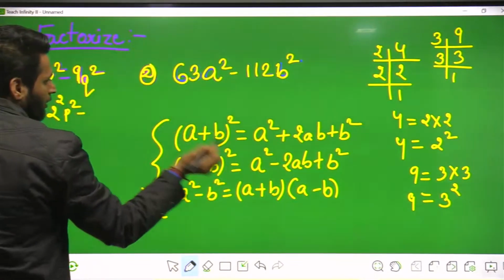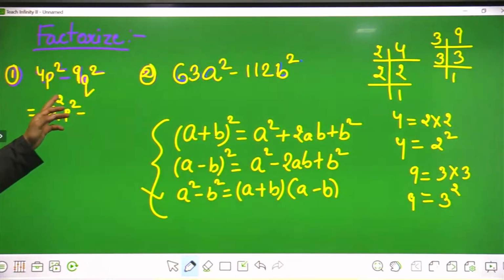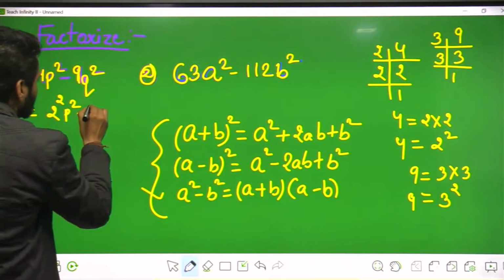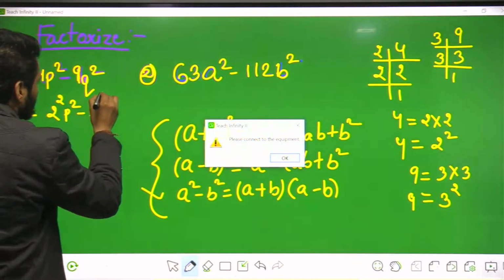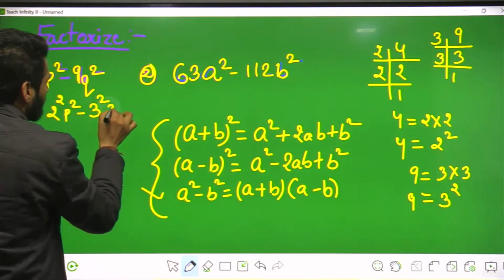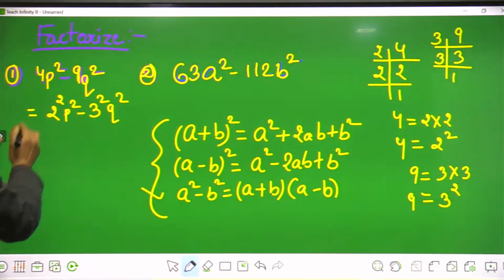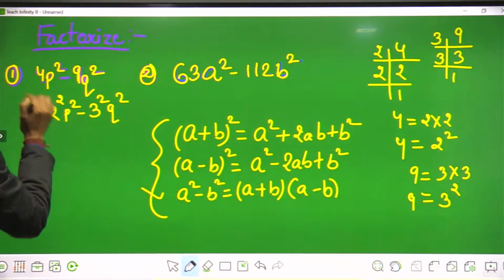So in place of 9 we write 3 square, and q square is already there. Now this term is in the form of a square and this one is also, so we can write the expression in the form of a whole square.